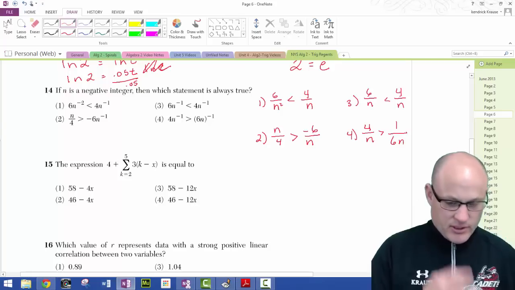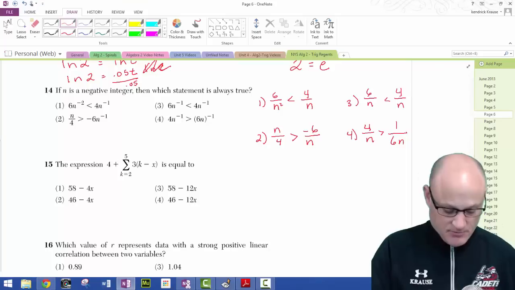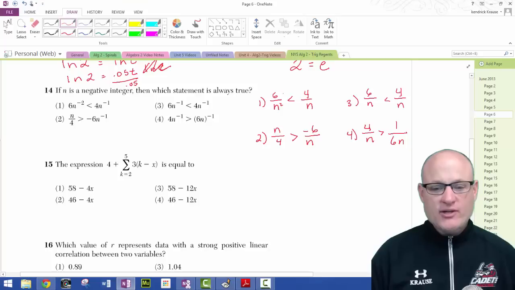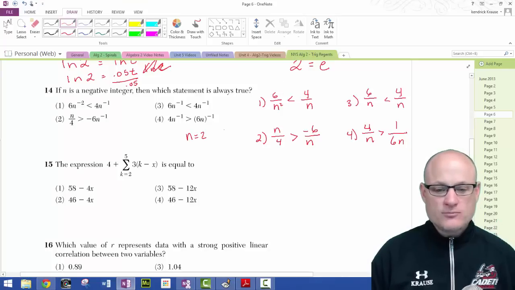Now the trick to this one is which is always true. So you should try positive and negative numbers. Let's say I put n equal to 2. Well, originally this would be 6 over 4 is less than 4 over 2. That's true. But what if I made it negative 2? Well, this would be 6 over 4 still is less than 4 over negative 2. And that is not true. So this does not work.